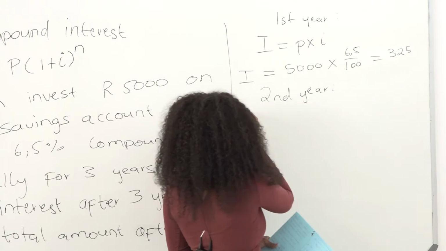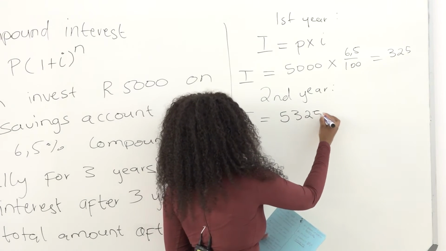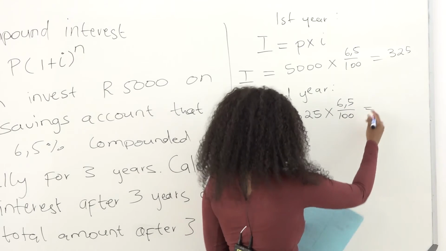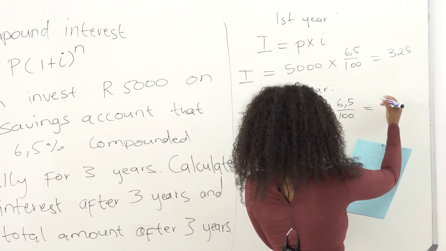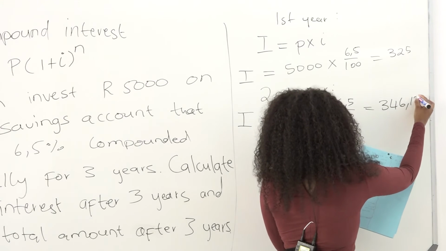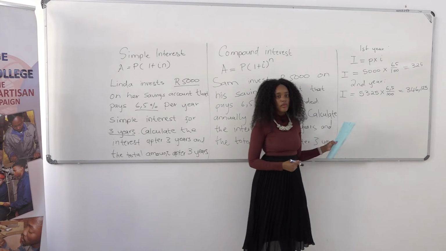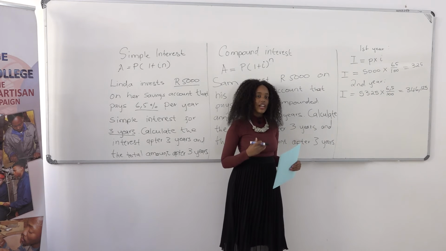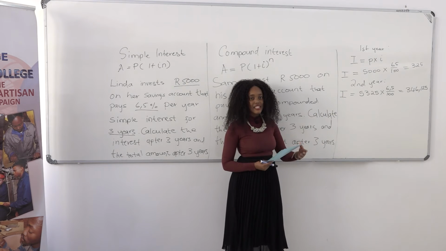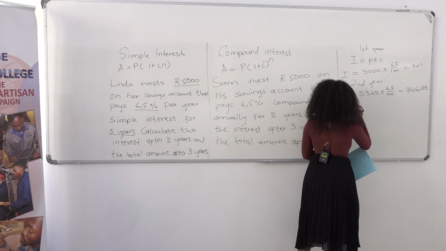Second year. So our interest will be calculated as 5,325 times 6.5 over 100, which will give us 346 rands 125. So we do not round off because you want to be accurate with the final answer. So we write it as it is and we carry it on as it is as well. So we do not round off. So we move to the third year.